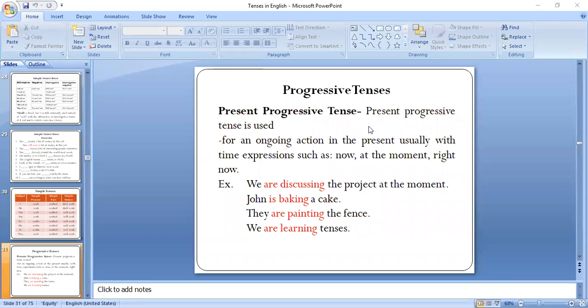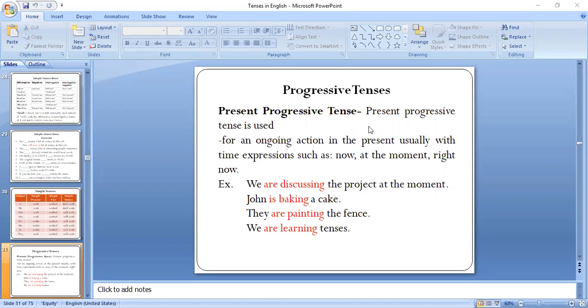They are painting the fence. Here in this example, are painting is the verb used for showing the action which is in progress or which is the continuous action. It hasn't stopped. It is ongoing action. Okay. So that's why these are called as the examples of present progressive tense.